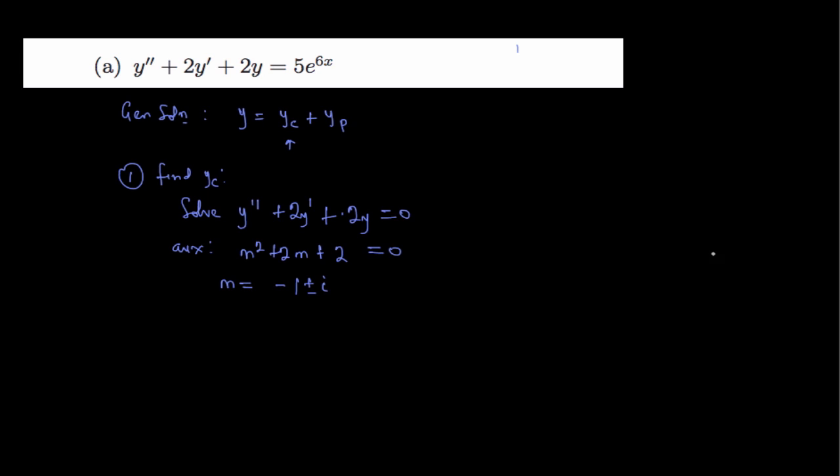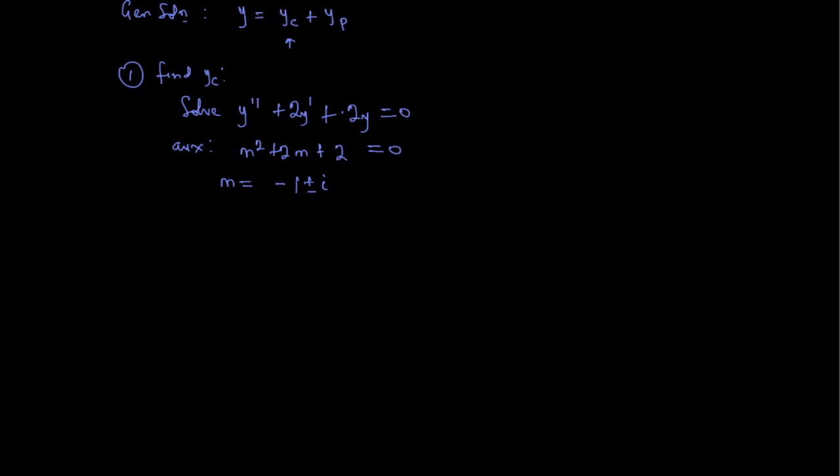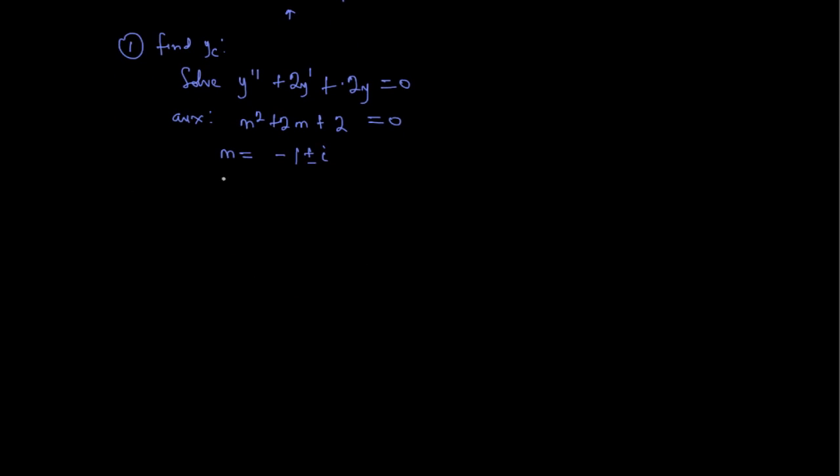plus or minus i. Based on the videos we have done in the past, we know that whenever we have complex numbers as the roots of the auxiliary equation of a differential equation, the solution should be of the form yc equals, so this is my alpha, e to the power minus x into c1 cosine of x plus c2 sine of x. So this is what we know for our yc. So the next thing is we want to find yp.